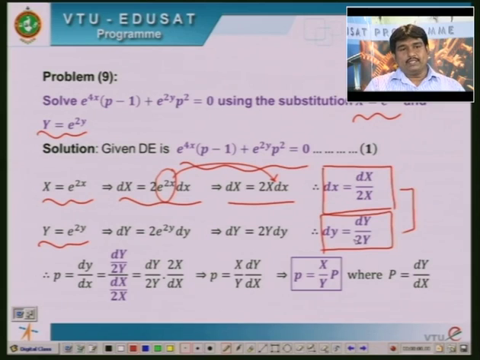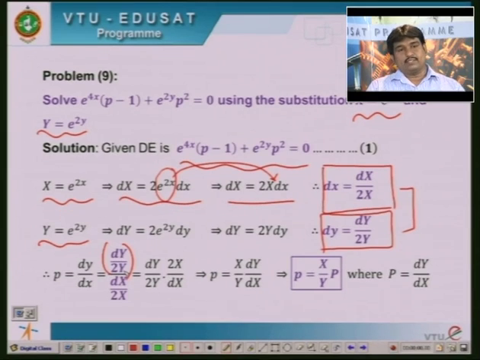Now small p is dy by dx. dy is d capital Y by 2Y and dx is d capital X by 2X.